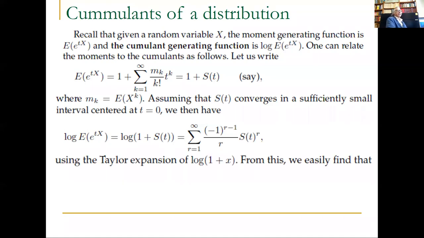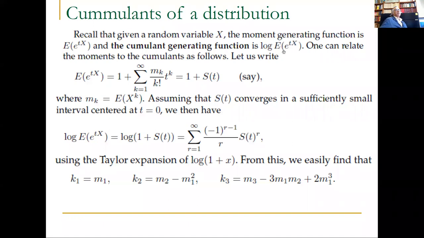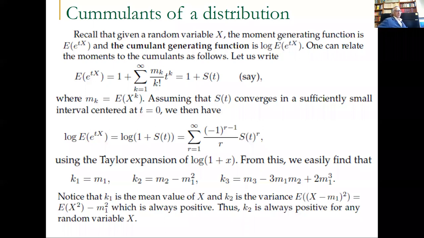And then we see from this that the cumulants are the coefficients of the log of the expected value of e to the tx. I need to look at the coefficient of t to the n in this expansion, we'll call it the nth cumulant. And so you can write down formulas for the cumulants in terms of the moments of the original probability distribution. Now, notice that k1 is the mean value of x, m1, the first moment, that's just the expected value, it's the mean value.